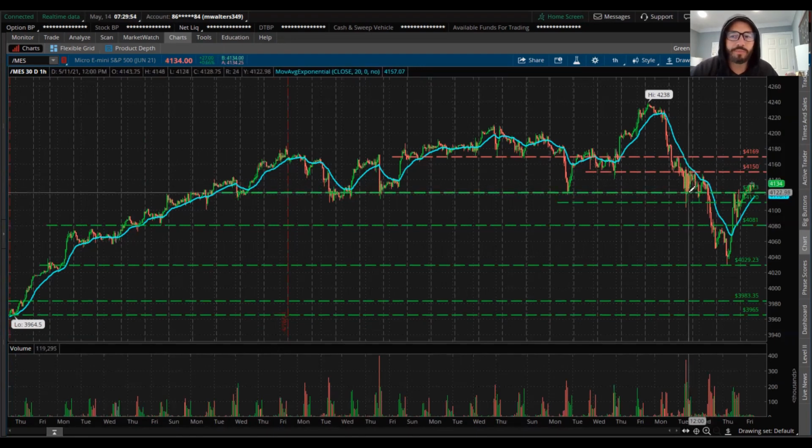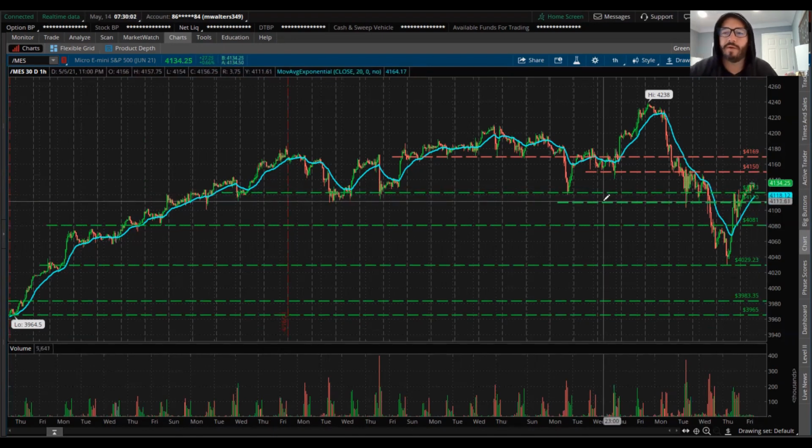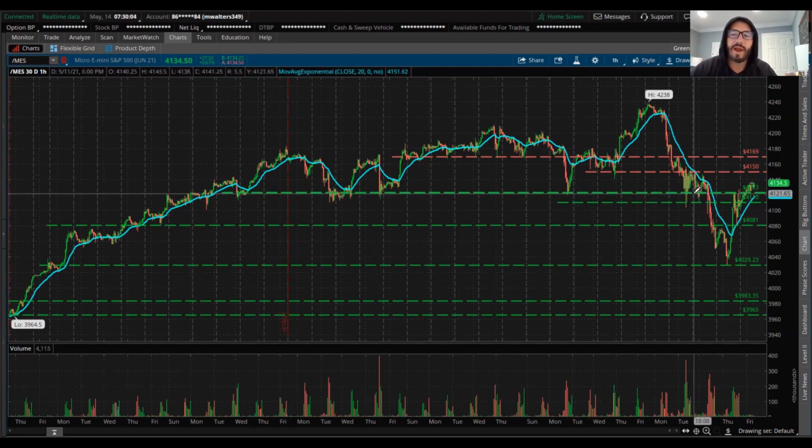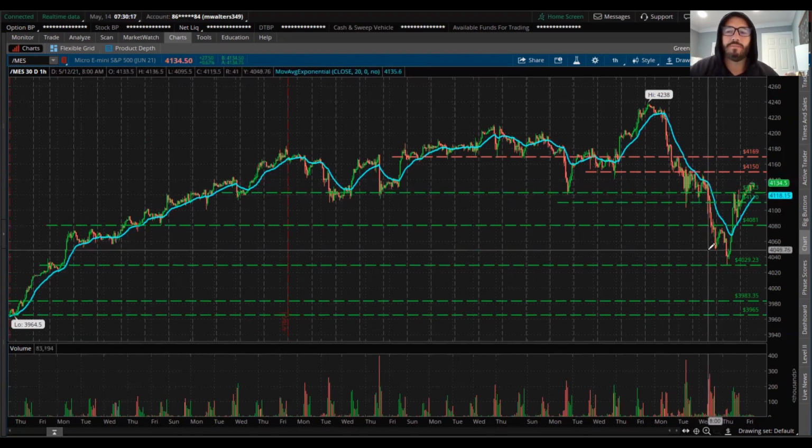Well, we hoped that it was going to stop at this key level here, this 41.23 area. So this was the area right here, super key, super important level. It didn't end up holding up. And this second day of selling, it totally cracked it.